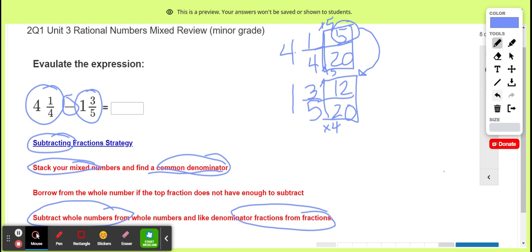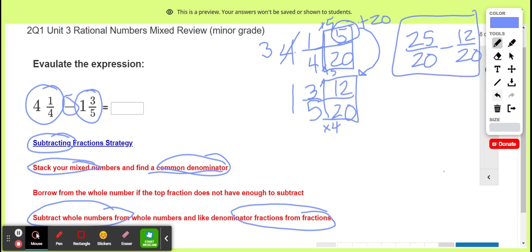So the top number is not big enough to subtract, so we're going to borrow from the whole number and put a whole number of 20ths into the fraction by just adding 20 in the numerator. So this is 25 20ths minus 12 20ths. So here's your fraction, and then over here is the whole number. 3 minus 1. So it's going to give us 2 and 13 20ths.